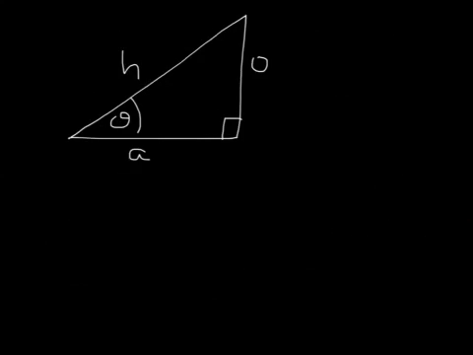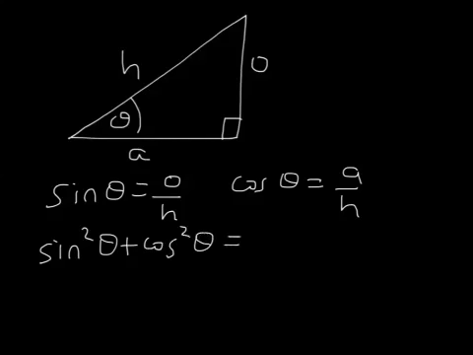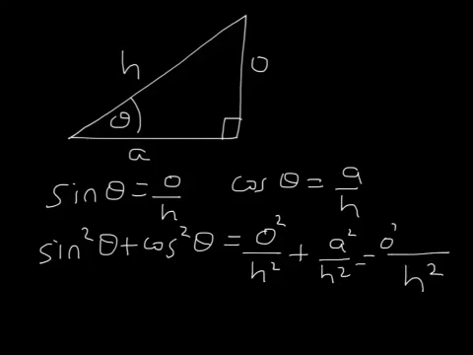Here we've got the same triangle again. So sine theta we know is O over H, cos theta is A over H. Let's think about sine squared theta plus cos squared theta. Well, sine squared theta means sine theta times sine theta, so that's O squared over H squared. Cos squared theta means cos theta times cos theta, that's A squared over H squared. They're both over H squared, so it's O squared plus A squared over H squared.